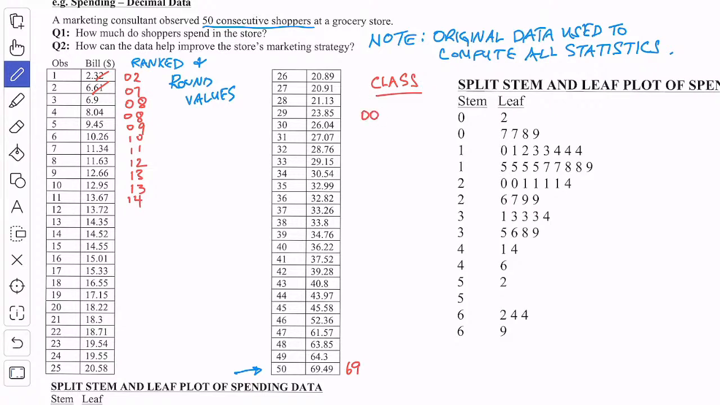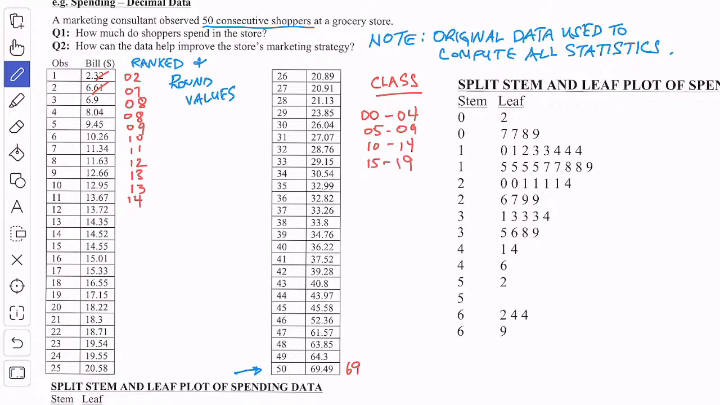So somebody could go to the store and spend $0 all the way to $9. Sorry, not 9 in this case. It's going to go up to 4. $0 to $4 allows for 5 possible observations to fall in this class, right? And then 5 to 9, and then 10 to 14, and 15 to 19.